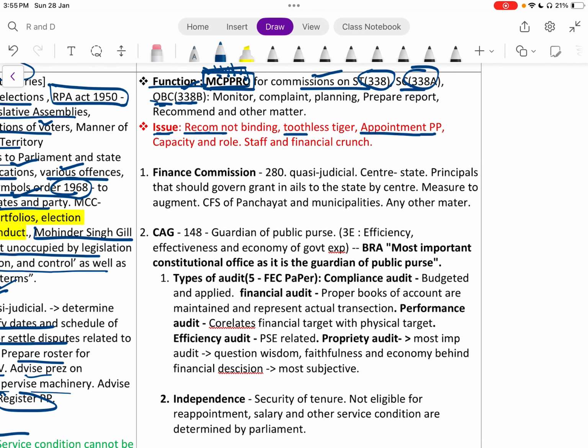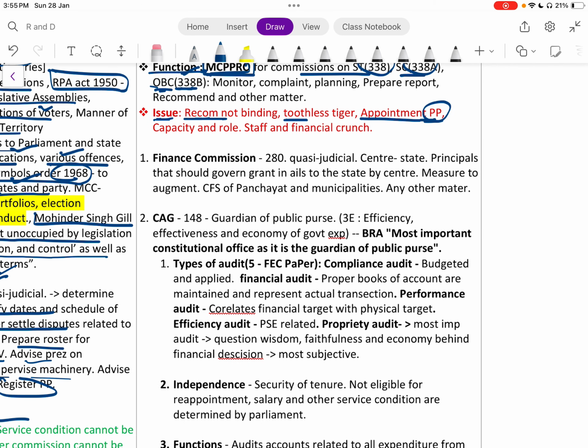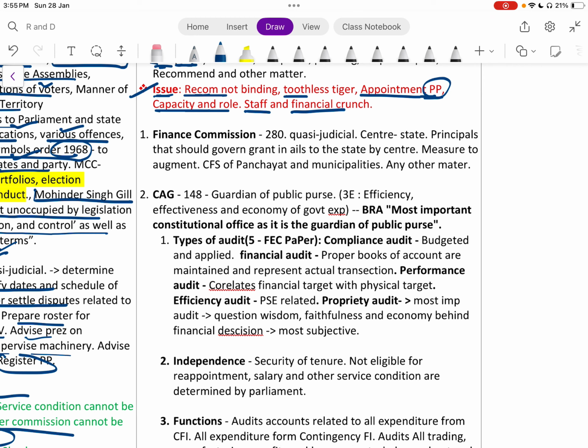post facto. Usually the appointment is based on political compliance, political parties. Capacity and role are limited, and staff and financial crunches are also there. Okay, these are some generic issues. You can write some specific issues if you know.